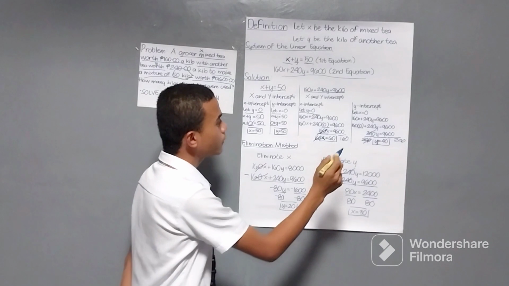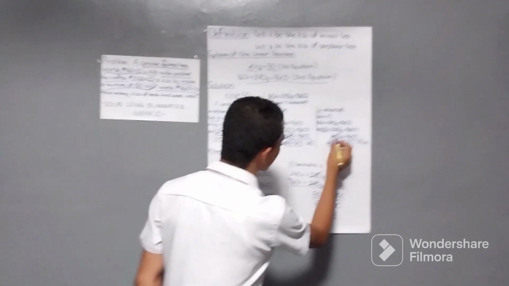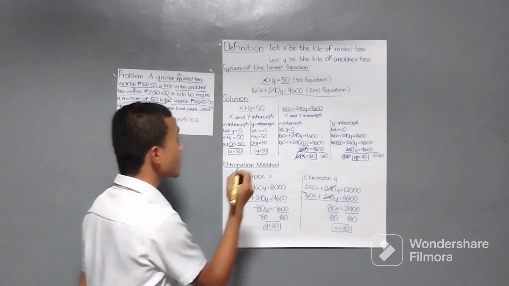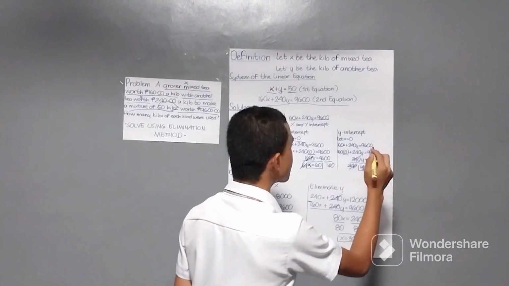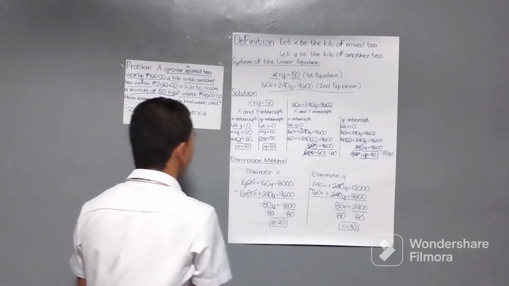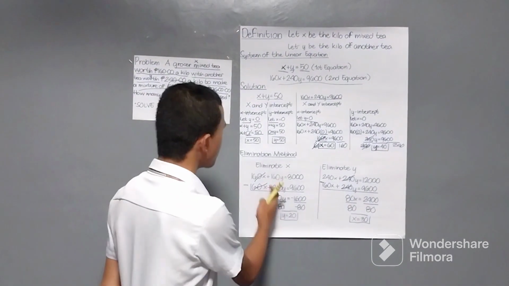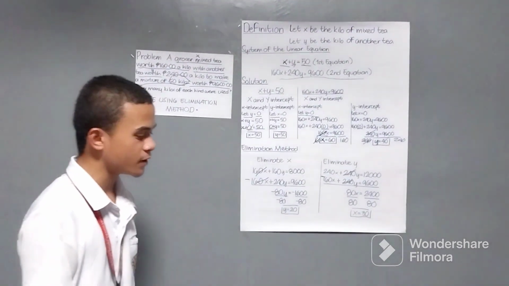We need to divide both sides by 240 so that y will be left. So 240y divided by 240 is y. 9,600 divided by 240 is 40. Now we have y equals 40. Now, after we did the x and y intercepts, we're going to do the elimination method, which is our main topic in today's video.